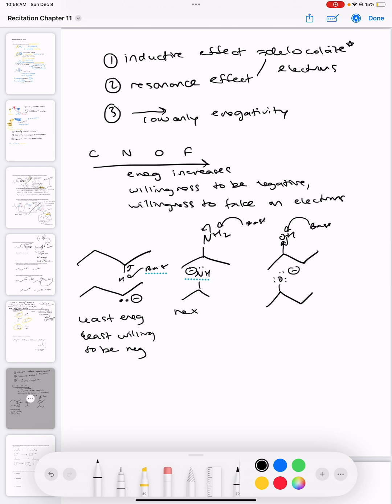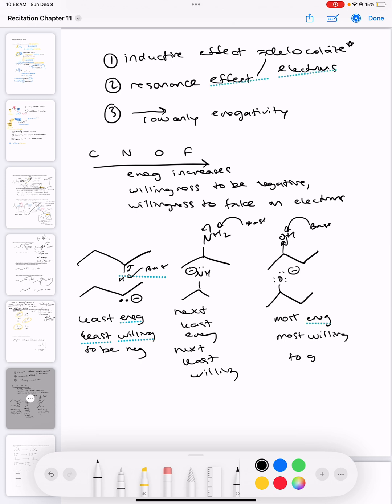Nitrogen is the next least electronegative, so it's the next least willing. And then this is the most electronegative of this pair, and so it is the most willing, or of this set, to give up electrons. And that explains the trend that we learned with our pKa's. So we don't just have to rely on those numbers, but we can understand that oxygen is the most willing to give up its protons because it's the most electronegative.